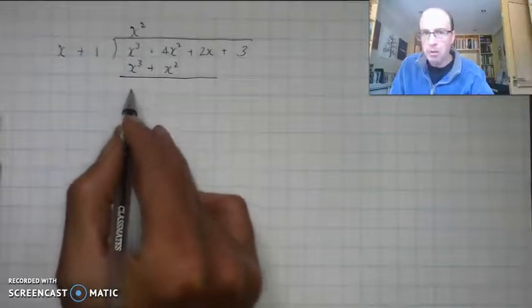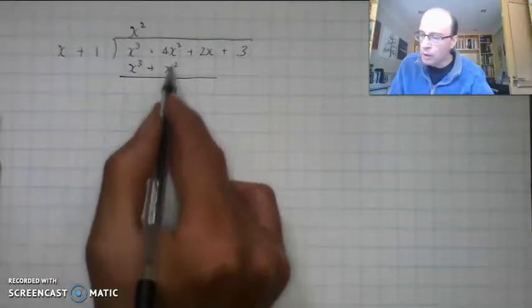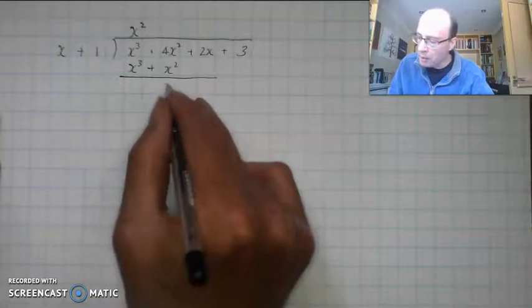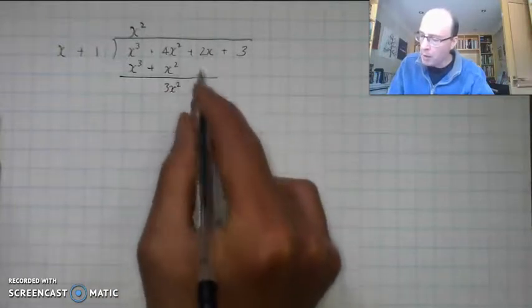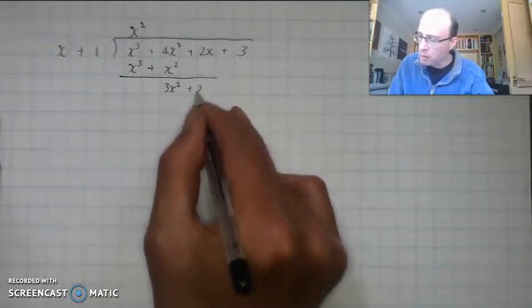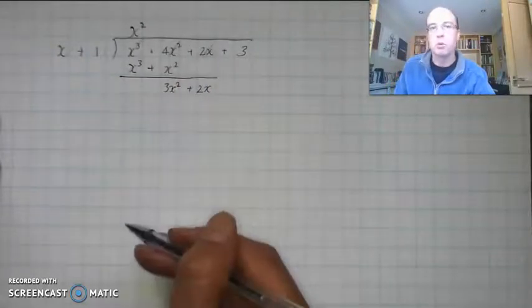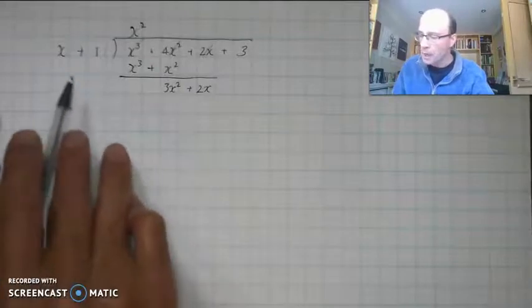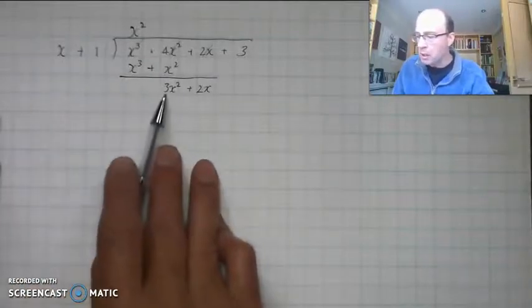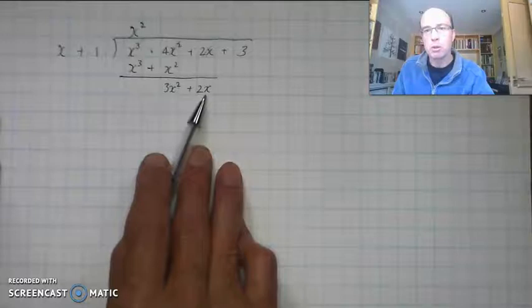x cubed take away x cubed, that disappears, that's good news. 4x squared take away 1x squared is 3x squared, and I'm going to bring my plus 2x down. So I've used that, and I've just brought my 2x down. x plus 1 I now need to divide into 3x squared plus 2x.